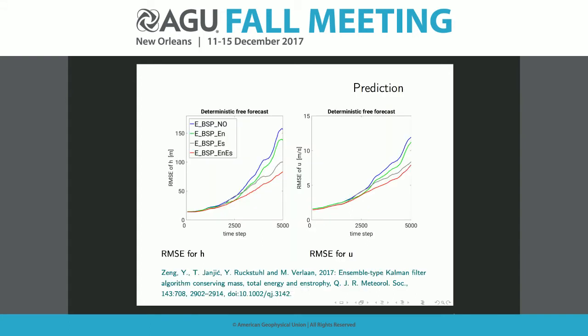Okay. So I mentioned that we could apply this algorithm as well for nonlinear constraints, and we extended it here to include the conservation of energy, entropy, or energy and entropy together. What is shown here is a 14-day prediction, starting from initial conditions which either had energy conserved, entropy conserved, energy and entropy conserved, or no constraints. At the beginning of this plot, all of these have pretty similar RMSE values for both velocity and height. But after day five, we see differences in the prediction, and the results are the best if we conserve both energy and entropy.